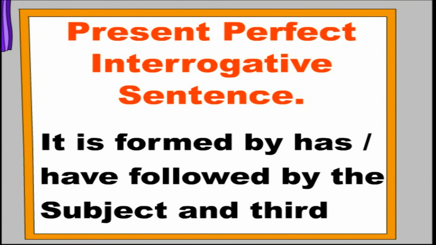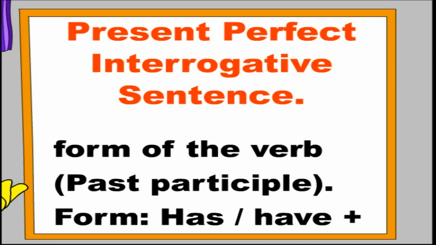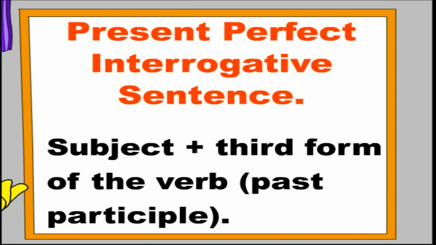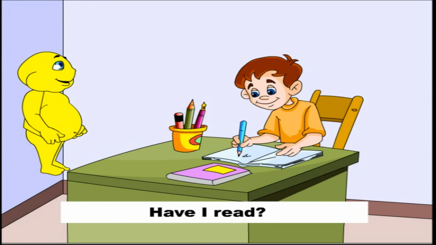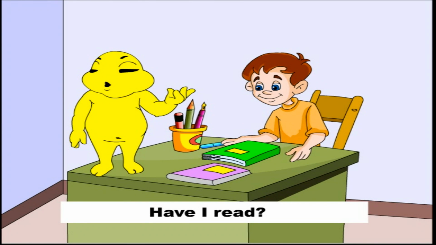Present perfect interrogative sentence. It is formed by has, have, followed by the subject and third form of the verb, past participle. Form: has, have, plus subject plus third form of the verb, past participle. Examples: Have I read?